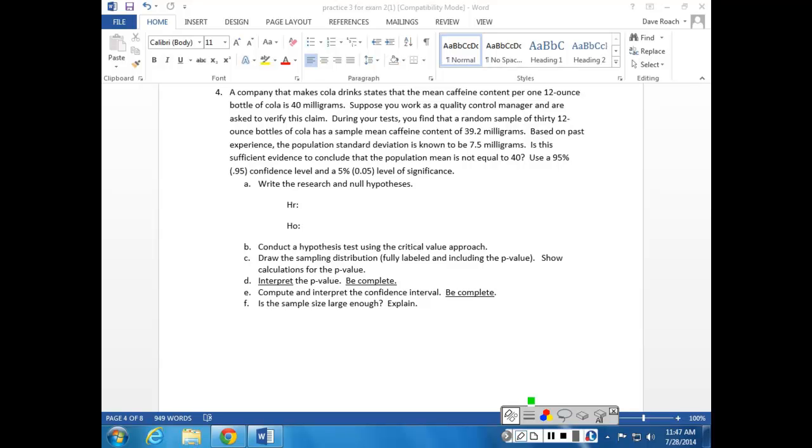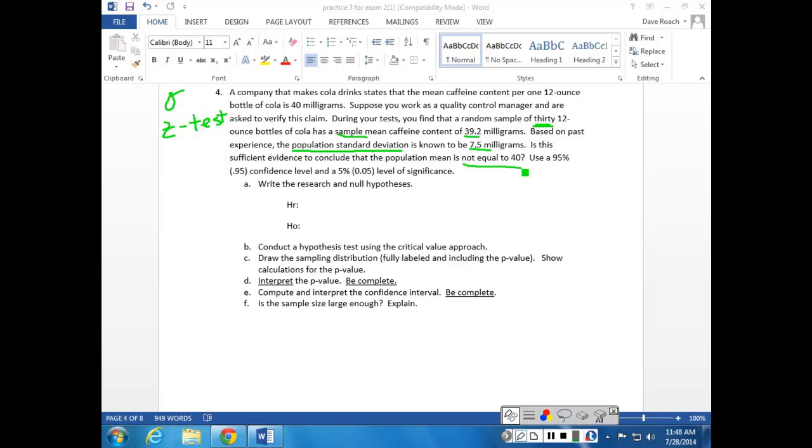Okay, so in this problem, first of all, I'm going to look and see population standard deviation. Population standard deviation is sigma. That means we're doing a z-test. Sample standard deviation, t. Population standard deviation, z. And that's 7.5. We have a sample mean of 39.2, and we have a sample size of 30. And we want to know if it's not equal to 40.